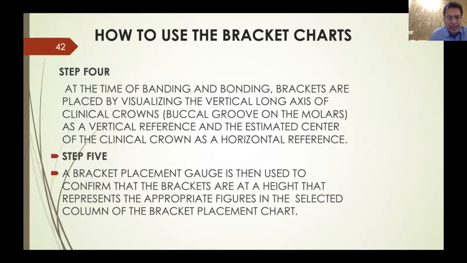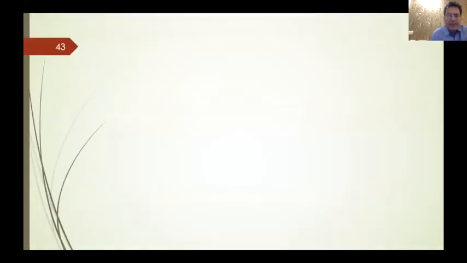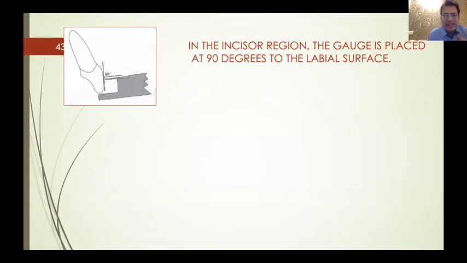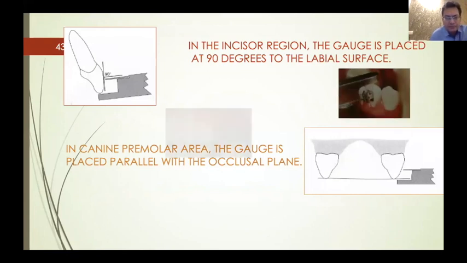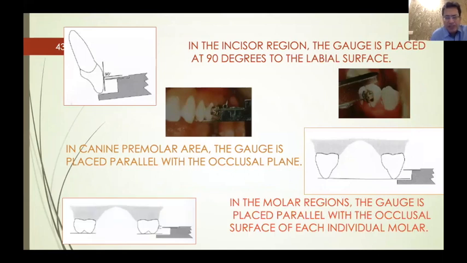and use bracket placement gauges because they will tell you the exact position. Now, bracket placement gauges also need to be sterilized and kept clean. In the incisal region, the gauge is at 90 degrees to the labial surface. In the canine region, the gauge is placed parallel to the occlusal plane. In the molar region, it has to be parallel with the occlusal surface of each individual molar.